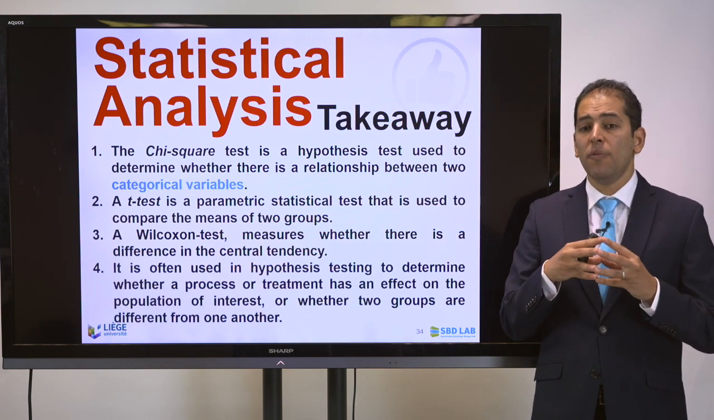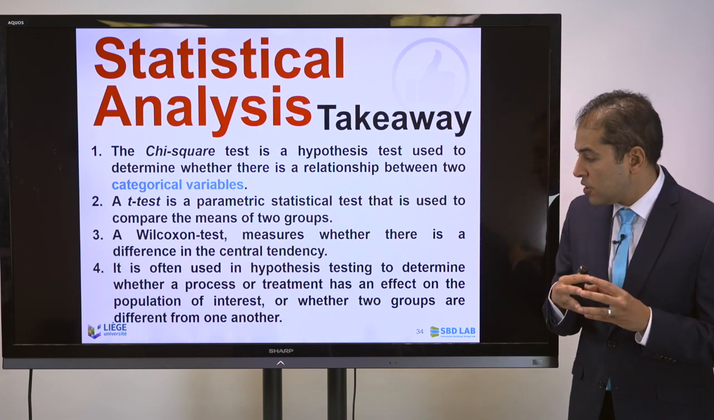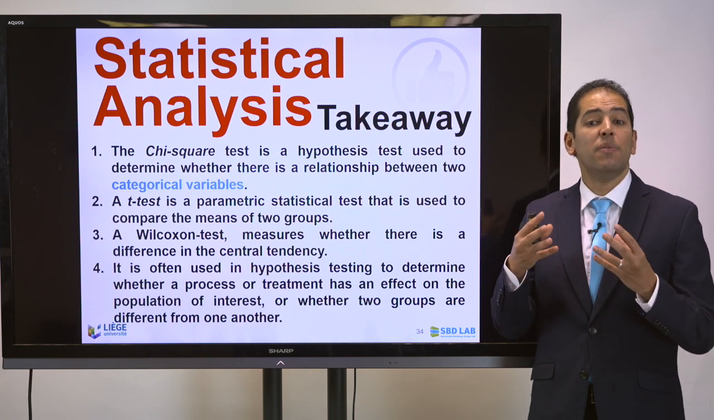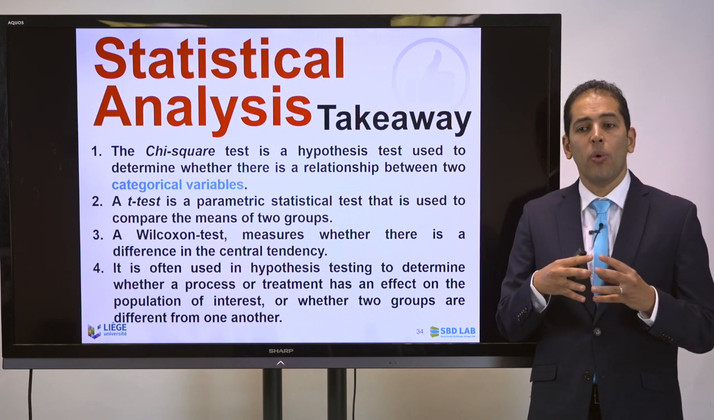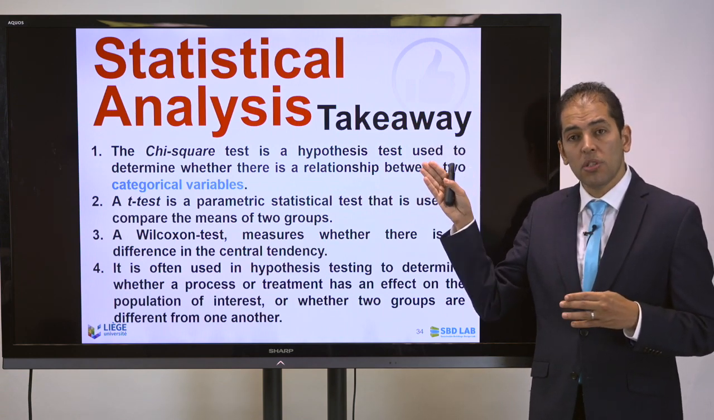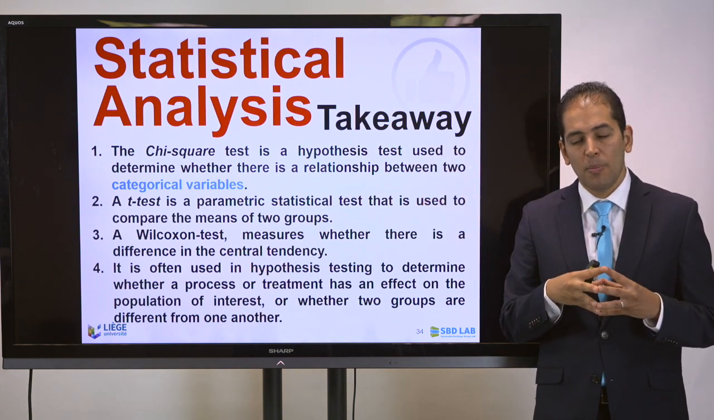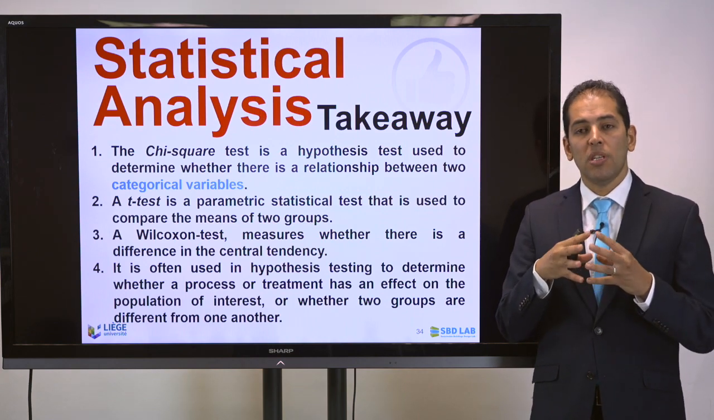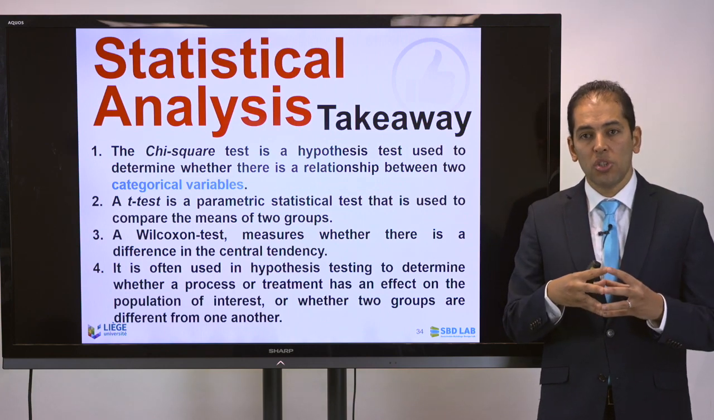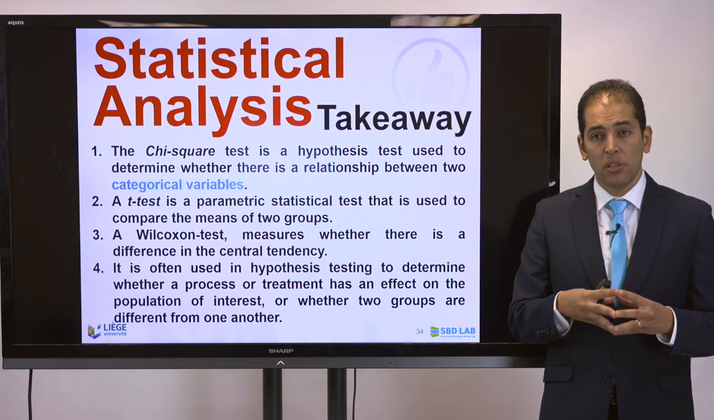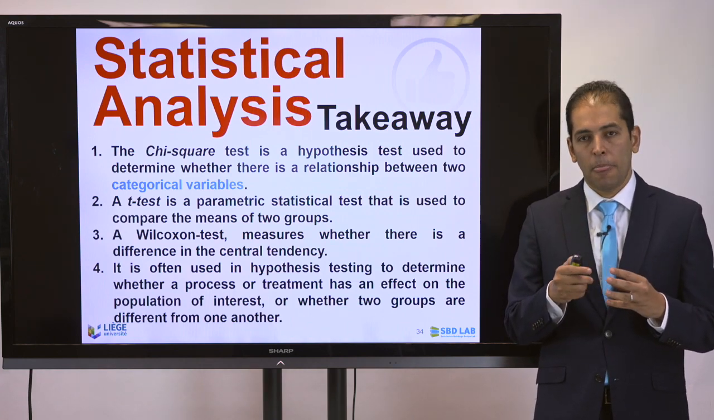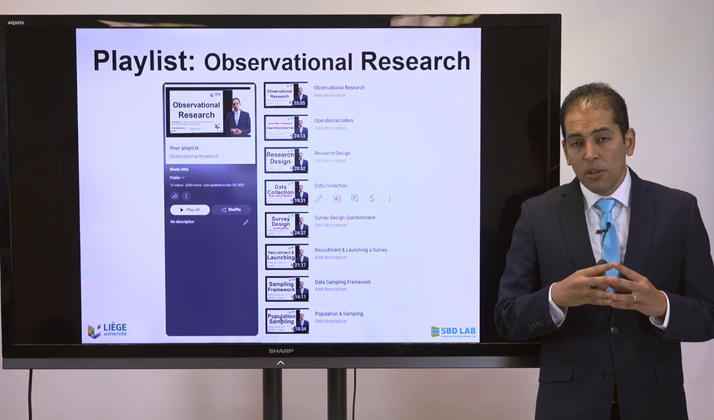Take care that it is often used in hypothesis testing to determine whether a process or a treatment has an effect on the population of interest, or whether two groups are different from one another. Through those three tests, we can test our null hypothesis and get better familiar with our sample means and the population means, and check if our research question will have a positive alternative hypothesis answer, or it will have no difference and no variance.